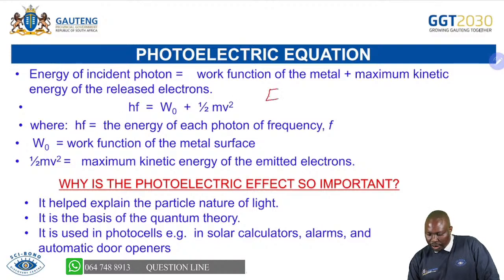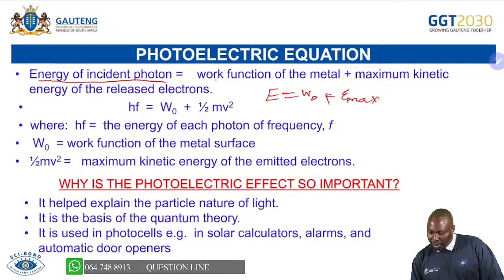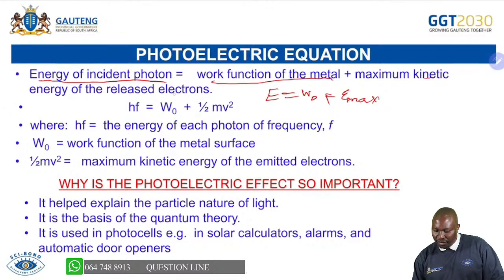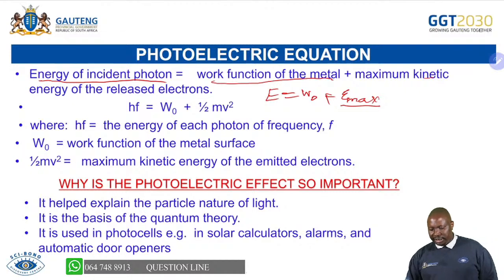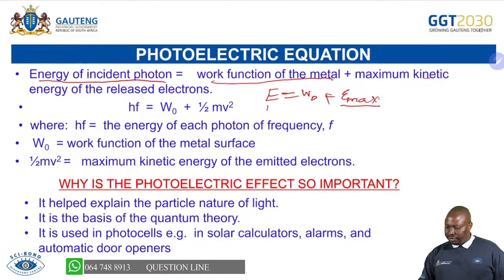The photoelectric equation says the energy of the incident photon is equal to the work function plus the maximum kinetic energy. So that is what we gave you. The energy of a photon is equal to the work function of the metal plus the maximum kinetic energy of the released electrons. You must know this for released electrons. And as indicated, the energy of a photon is given by hf, and then we have our work function plus EK max.